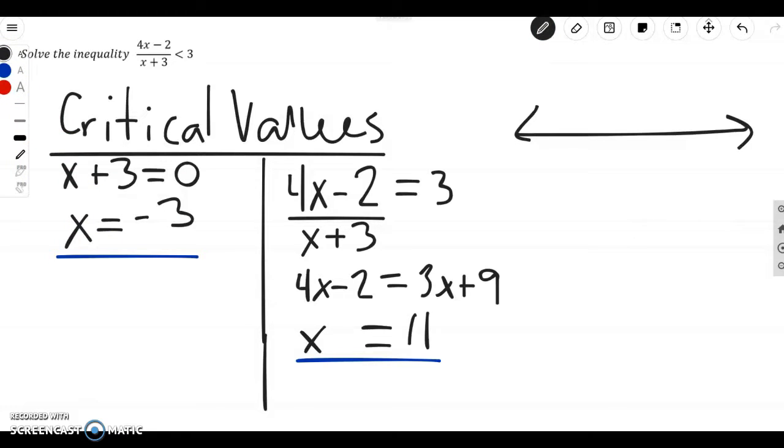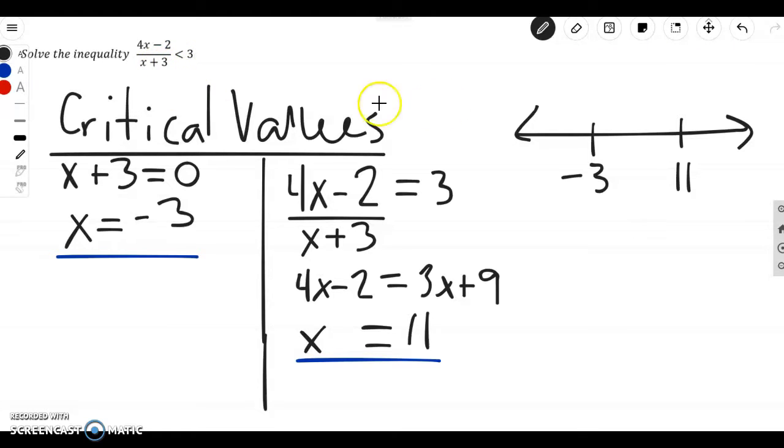And so we have negative 3 and 11 here on our number line. Whenever we're going to test these values, this time we're going to do a little bit different process. The reason is because we aren't just seeing where the graph is positive or negative. We're trying to see where it is less than 3. Just being positive doesn't mean that we're less than 3. You can still have values that are less than 3 and be positive.